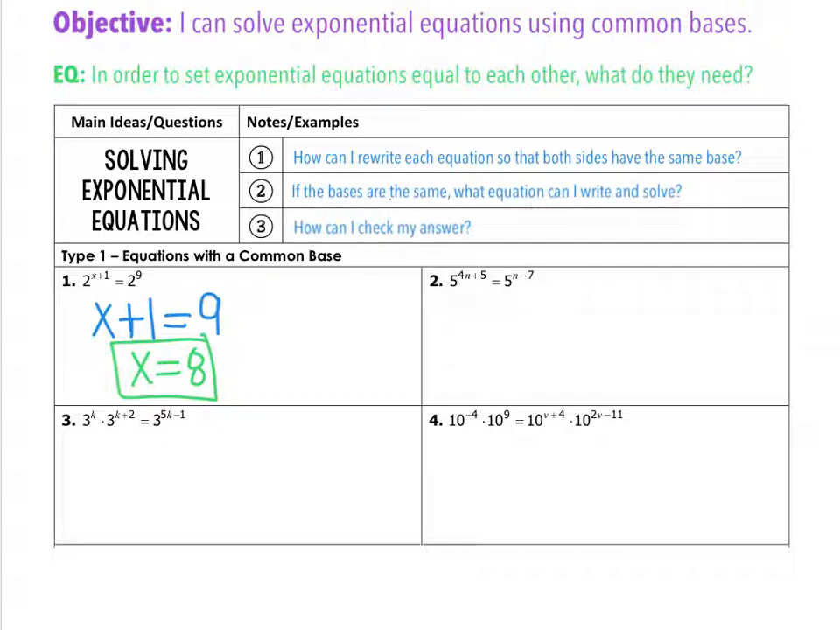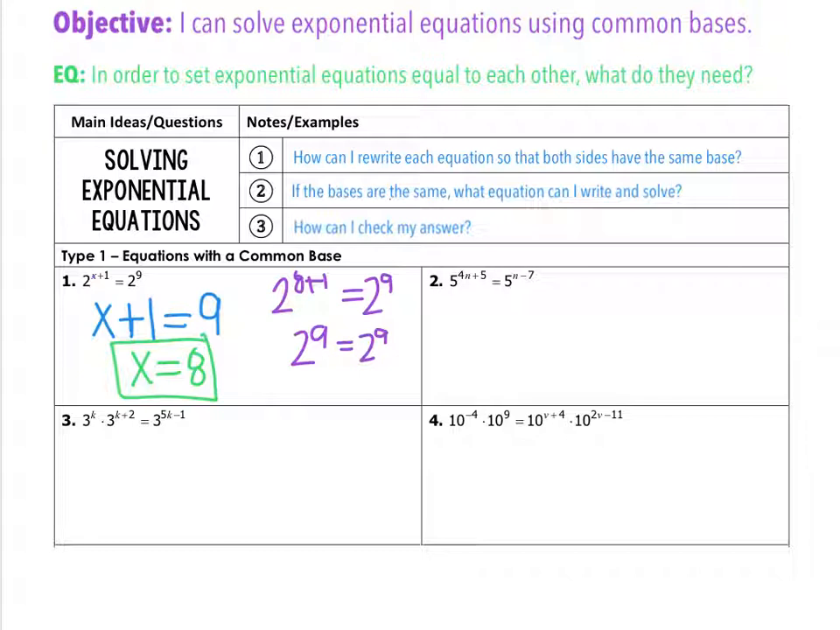And then my last question is, how can I check my answer? In this case, I can go back and plug in 8 for that x, and I can say 2 to the 8 plus 1 equals 2 to the 9th, which 2 to the 8 plus 1 is 2 to the 9th, which equals 2 to the 9th, and I know that's going to be true, so I've checked it.